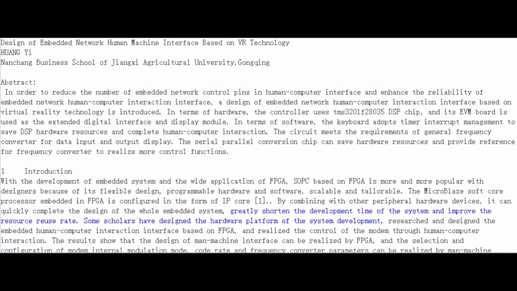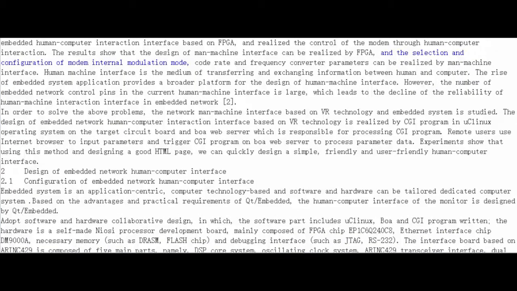Some scholars have designed the hardware platform of the system development, researched and designed the embedded human-computer interaction interface based on FPGA, and realized the control of the modem through human-computer interaction. The results show that the design of the man-machine interface can be realized by FPGA, and the selection and configuration of the modem's internal modulation mode, code rate and frequency converter parameters can be realized by the man-machine interface.